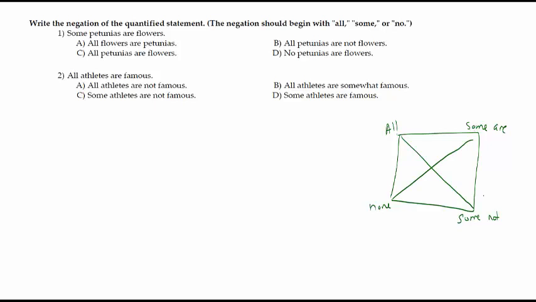So the negation of an all will be some are not. The negation of some are will be none are. They just work in pairs like that.